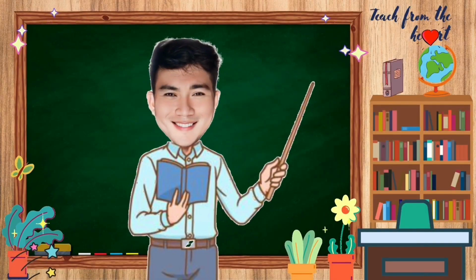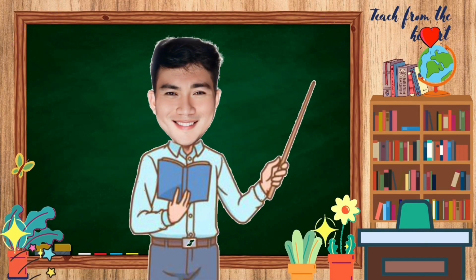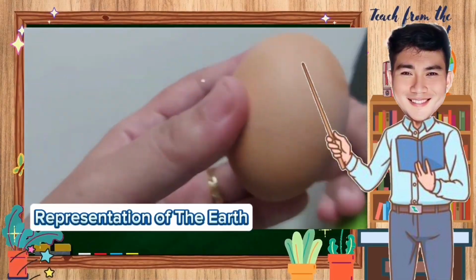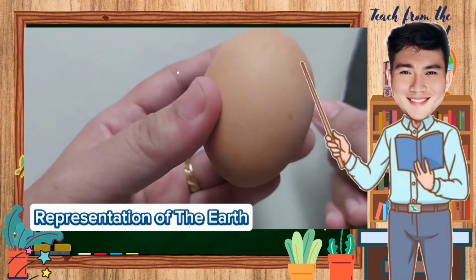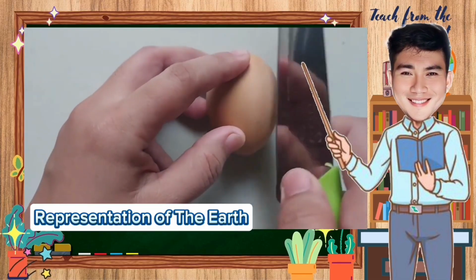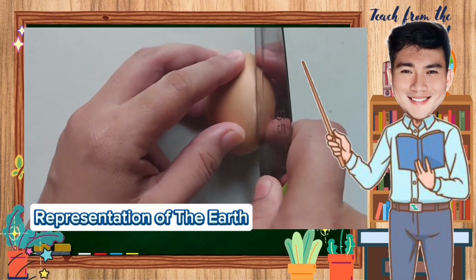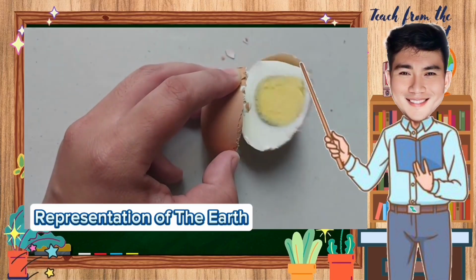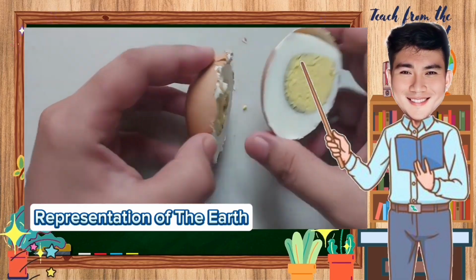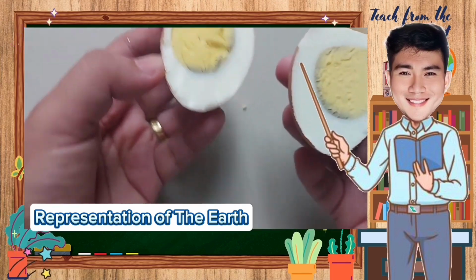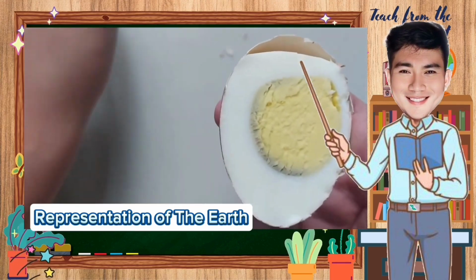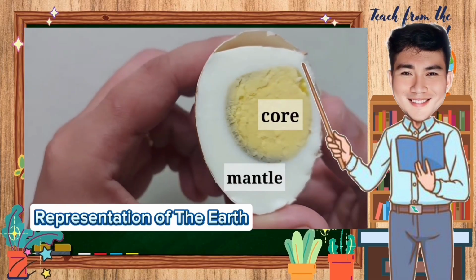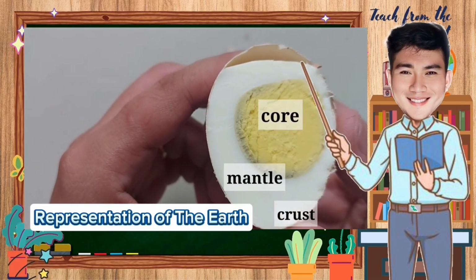For you to be able to understand more about the layers of the Earth, let me show you something. This egg is the representation of the Earth. When we slice the boiled egg into two, we can see different layers: the eggshell, egg white, and the egg yolk. The egg yolk represents the core, the egg white is the mantle, and the eggshell is the crust.